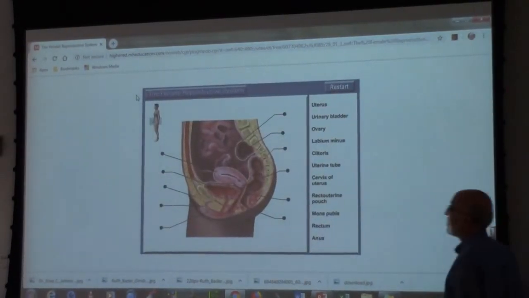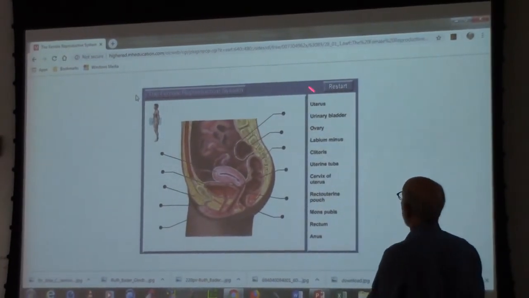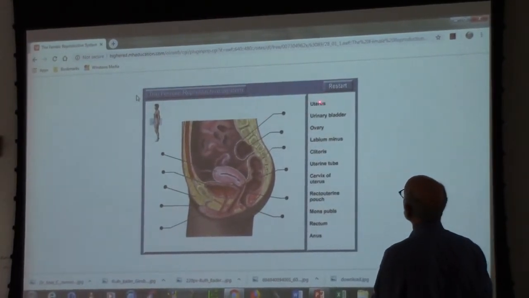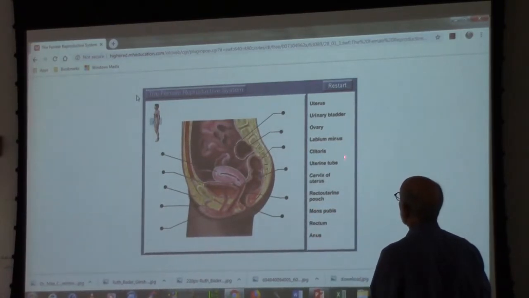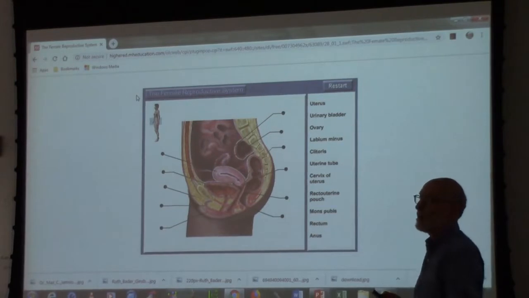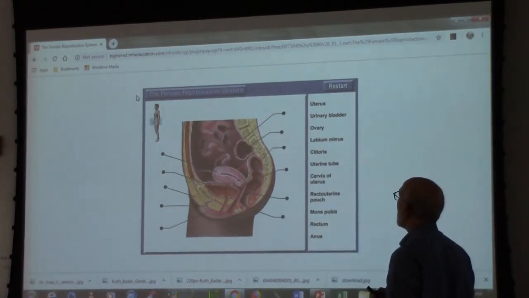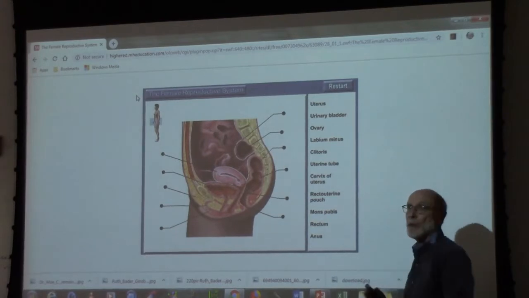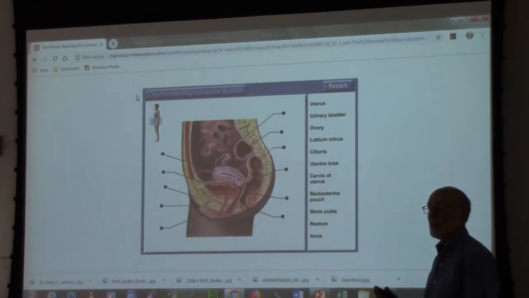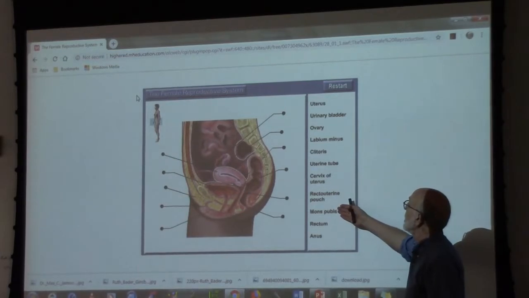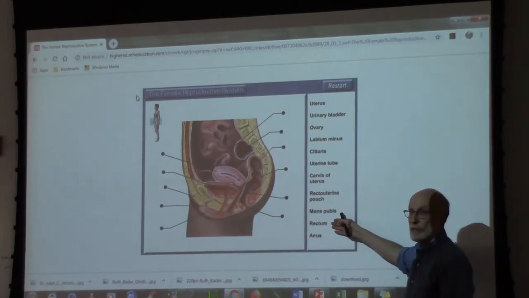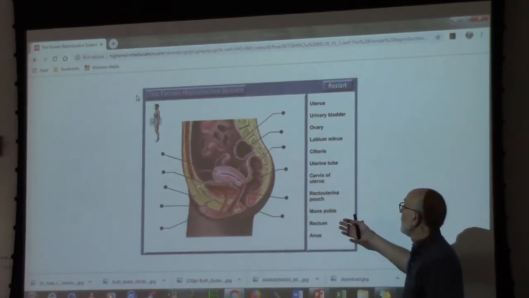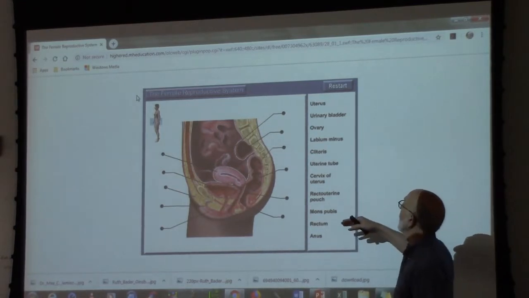So here's the midline sagittal section. Some of the names are names that I do want you to know, like uterus, and ovary, and labium minus, and clitoris. Uterine tube is another name for fallopian tube. So you can use these games to practice your anatomy, but some of them are names that I do not expect you to know, like mons pubis. And rectum and anus are not part of the female reproductive system any more than they're part of the male reproductive system, so they're not required. It helps you get oriented, but it's not required.